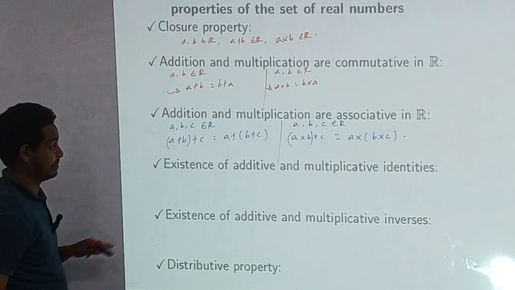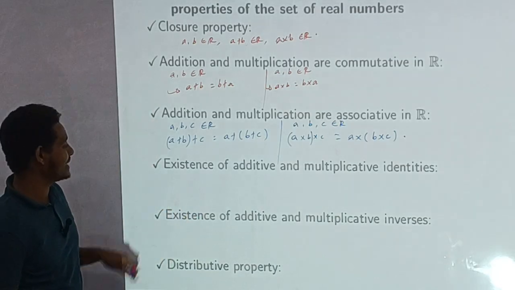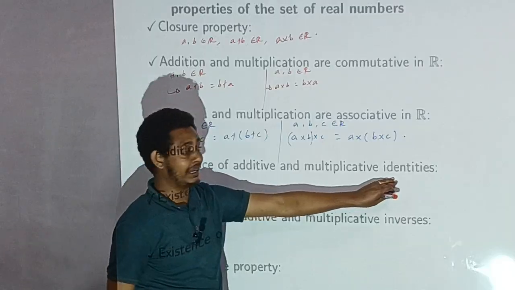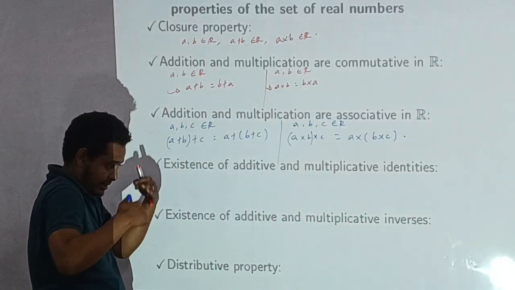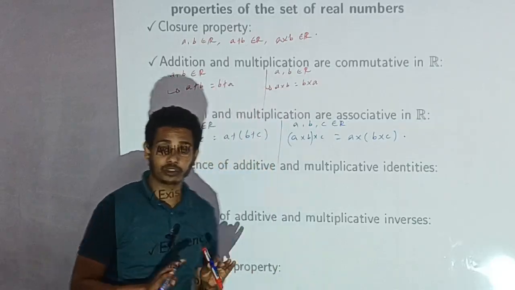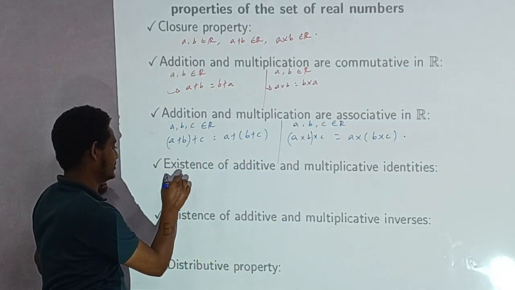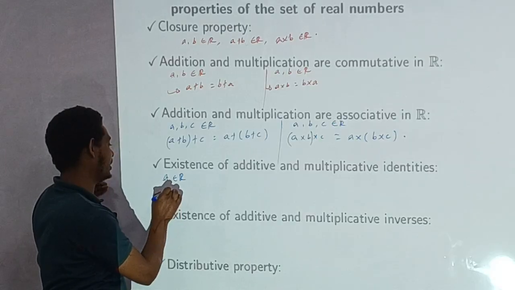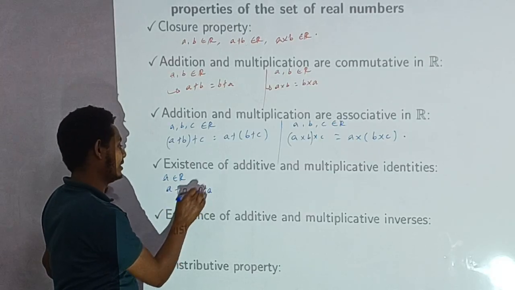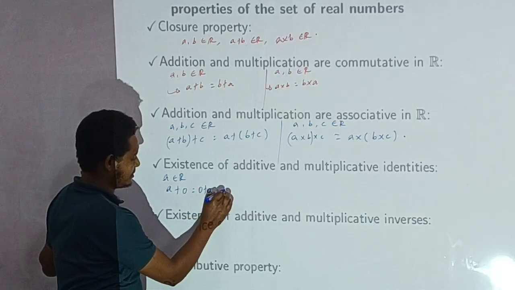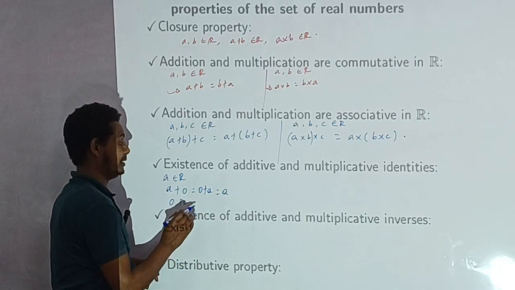So these are properties of real numbers. And the fourth one is the existence of additive and multiplicative identities. An identity is a number that gives back the same number when we add it to or multiply it by a number. So for a an element of the real numbers, a plus 0 equals 0 plus a, which gives a. So this 0 is called the additive identity.